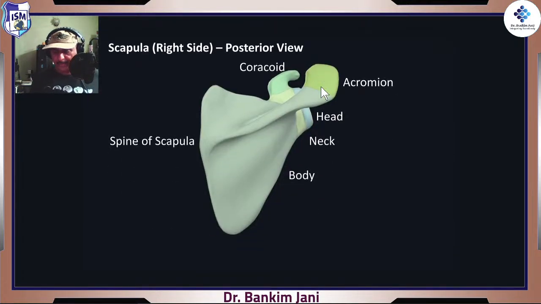So here that's the acromion, and this would be the acromial angle. Here is the head, that's the neck, that's the whole body. This is the spine of scapula. That's the coracoid process. And this is what we are watching from the posterior side.